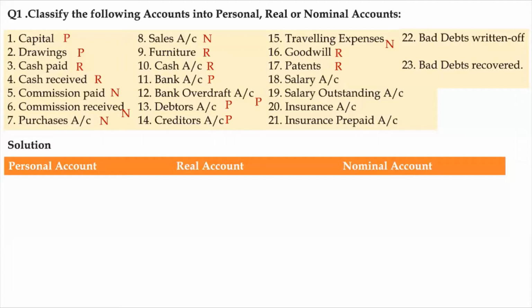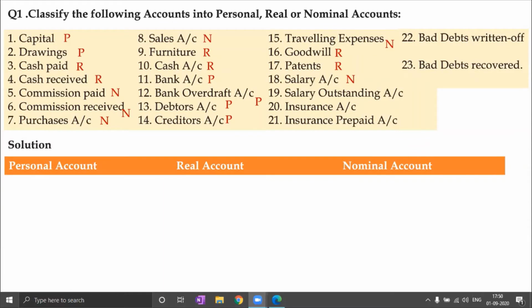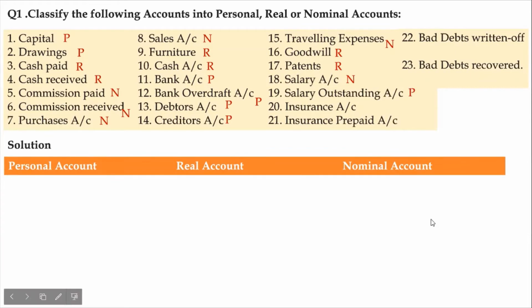Okay, so this is an expense. An expense is a nominal account. The 19th one is salary outstanding account. We have seen that if any prefix or suffix is added to an item of the nominal account, it will become a personal account. Okay, so salary outstanding account will be a personal account.